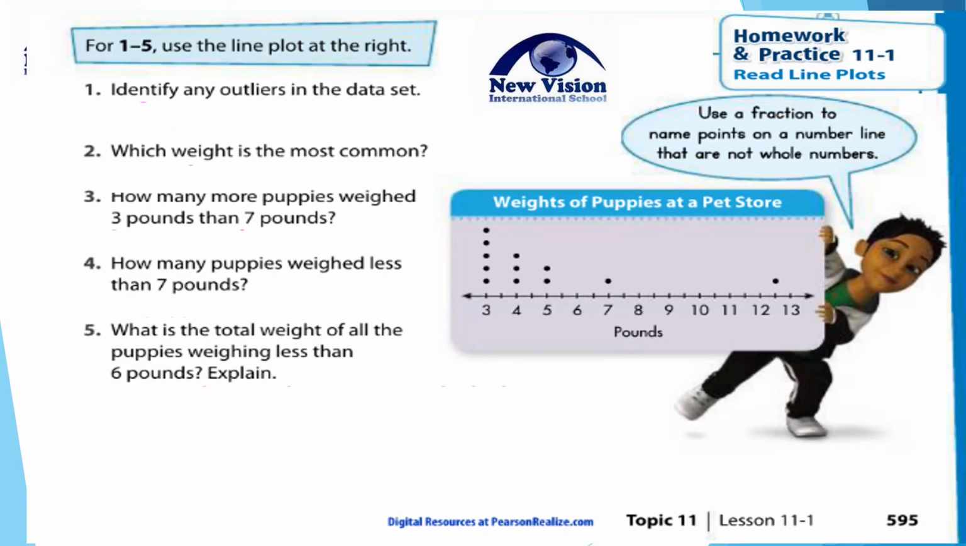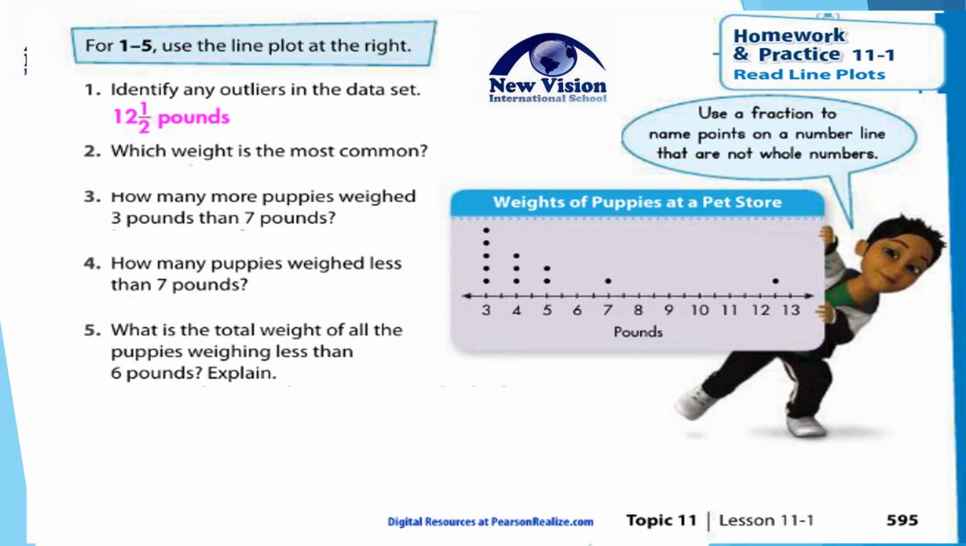Now, let's answer homework and practice. For numbers 1 to 5, use the line plot at the right. Number 1. Identify any outliers in the dataset. Again, you have to analyze the data. So what is your answer? Correct. It's 12 and 1/2 pounds.